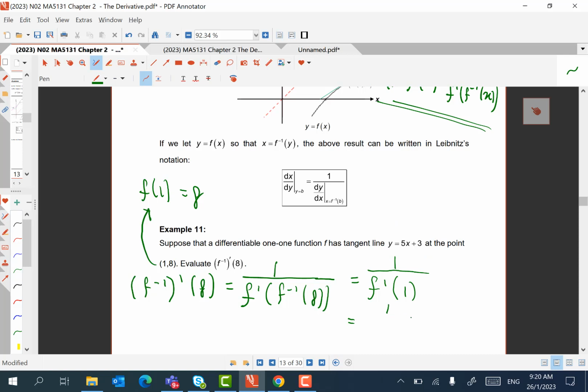And then, how do we do this? What is f prime of 1? f prime 1 is 5, because we know that the gradient of the tangent in this case is 5. Because the graph is like that. This is the point 1, 8. And then the line in question is here, whose equation is 5x plus 3.